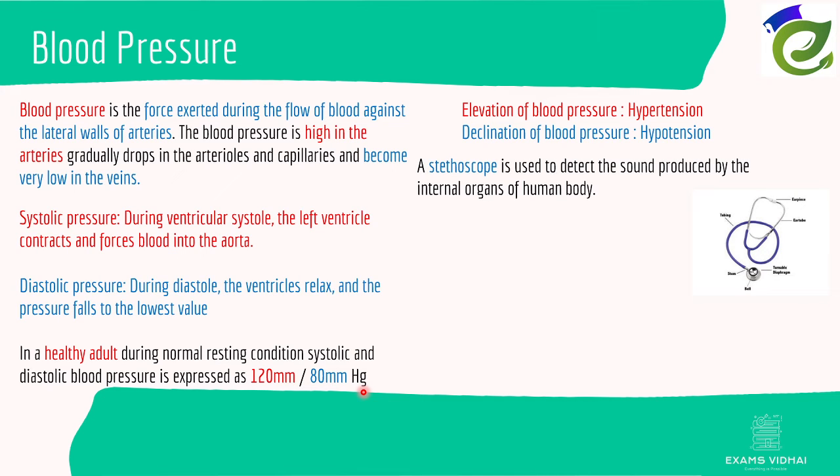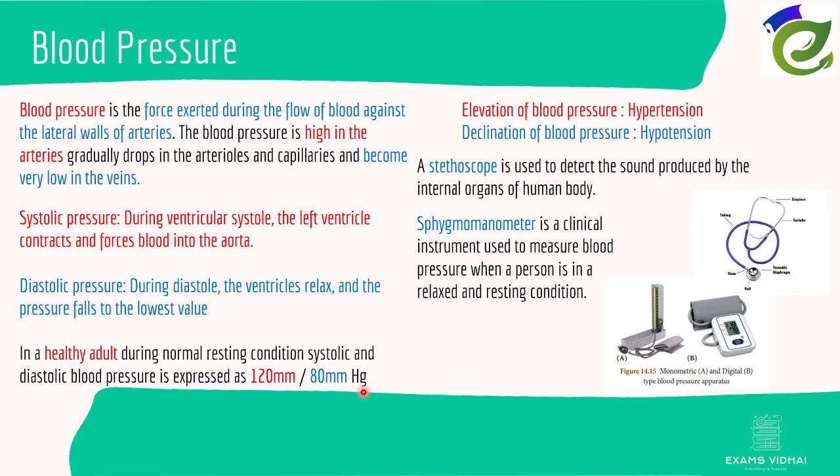A stethoscope is used to detect the sound produced by the internal organs of the human being. It is not only used for heartbeats but also for the sounds of other organs. The sphygmomanometer is a clinical instrument which uses mercury, and that's why you have this mercury unit here to measure pressure. You have the analog way of measuring blood pressure, and you have the digital way. Most hospitals use the digital way, and some hospitals still use the analog way.